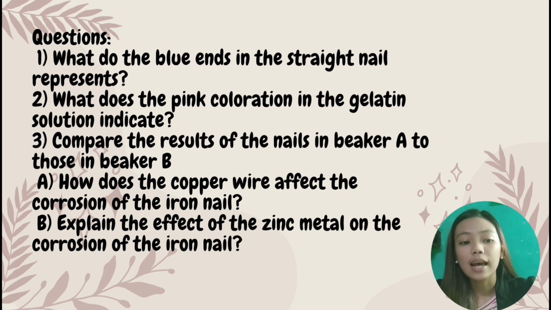Our answer is that zinc gives up its electrons more easily than iron, so it preferentially gives electrons to the oxygen and also pushes electrons toward the iron, making the iron less likely to corrode.